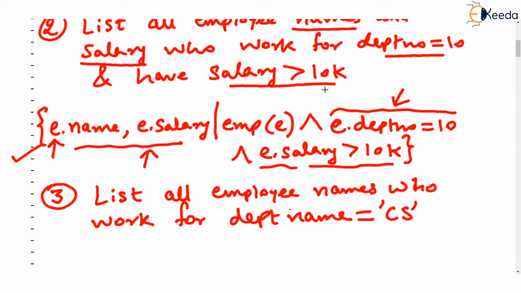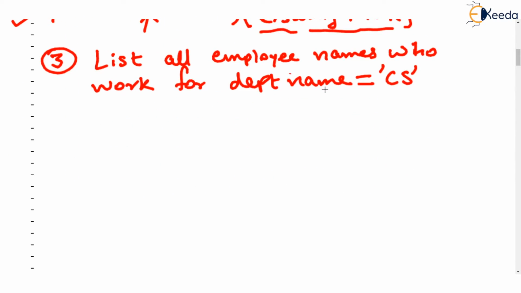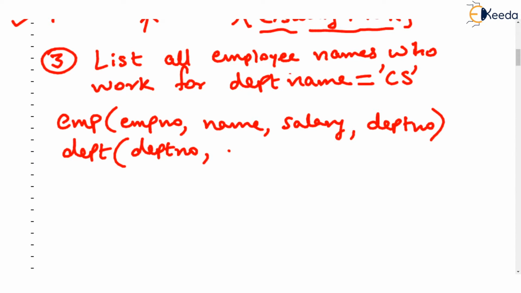Now let's watch the third example. We want to list all employee names who work for department name CS. Think over it. For our reference, I will write both relations again over here. EMP has EMPNO, then name of the employee, then salary of the employee, and finally department number in which that employee works. And there is another relation, department, which has department number, name of the department, we have named it as D name, and D loc, location at which the department is situated.